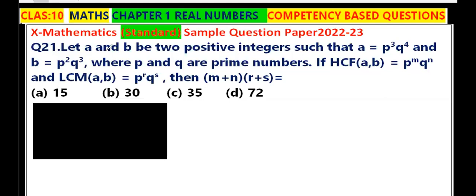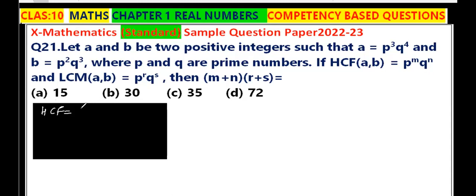Let A and B be two positive integers such that A is equal to P power 3 Q power 4, and B is P power 2 Q power 3, where P and Q are prime numbers. And HCF is given P power M into Q power N, and LCM is given P power R and Q power S. Then we have to find out M plus N into R plus S. देखिए, पहले इसका हम फाइंड आउट करेंगे एचसीएफ.